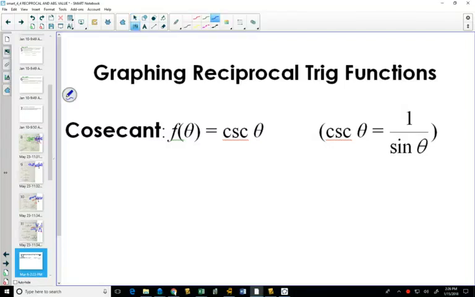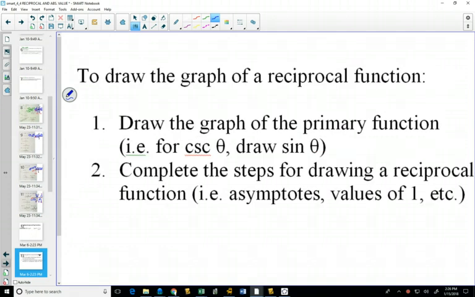So we can use our skills of reciprocals now to graph cosecant and secant and cotangent. So we're going to follow the same ideas as before. Draw the original graph first. Then draw all the asymptotes we can. Then look for nice points and see where they go. And then draw a graph.